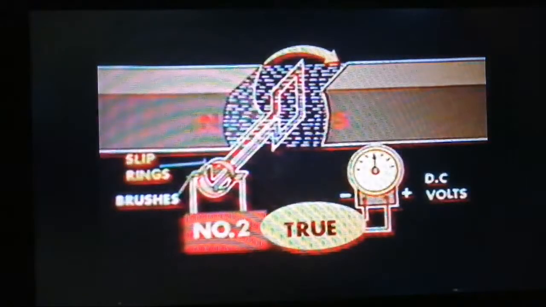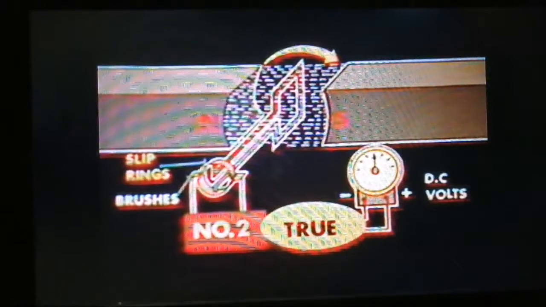Okay, let's go over the answers. The first one is true. It makes little difference whether the wire or the magnetic field moves. The result of the flux motion with respect to the circuit wire induces voltage. The second question is also true.